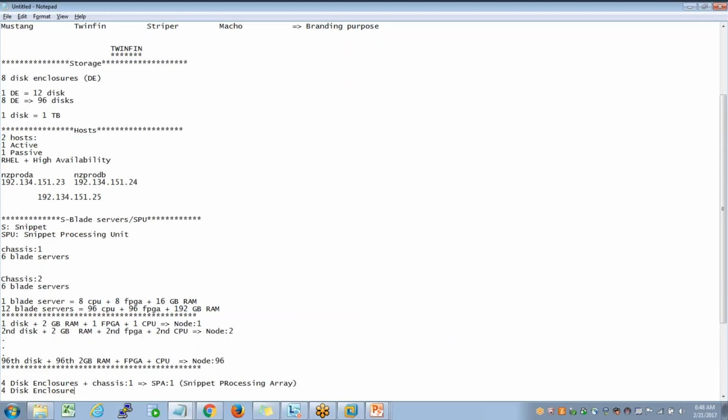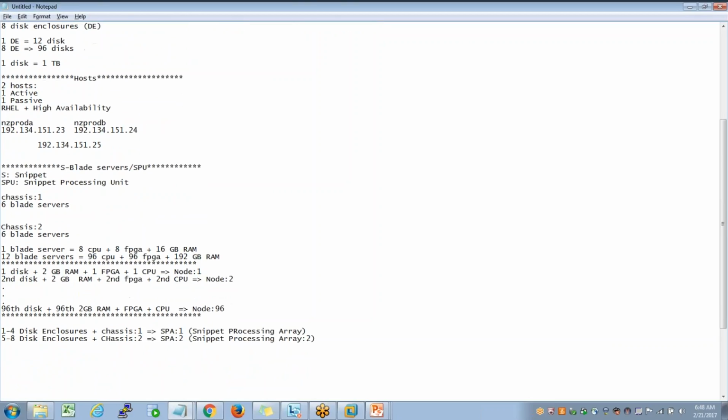Disk enclosures 1 to 4, and disk enclosures 5 to 8 plus chassis 2, is SPA 2, snippet processing array 2. When someone says I have a full rack, it's nothing but SPA 1 plus SPA 2.